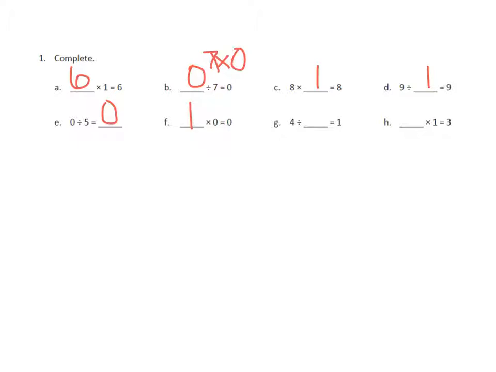Next, letter G. 4 divided by something is equal to 1. What would I have to divide 4 by in order to get 1? That's going to be itself. Next, letter H. Something times 1 is equal to 3. So what would I have to multiply 1 by to get an answer of 3? That would be 3.